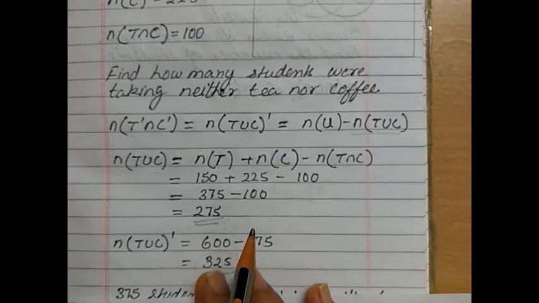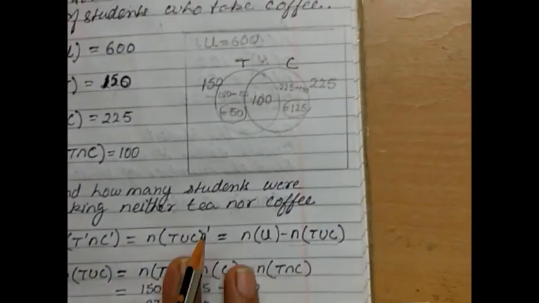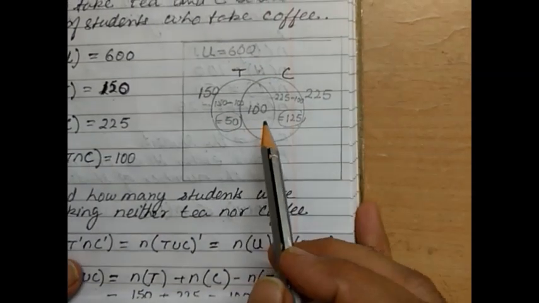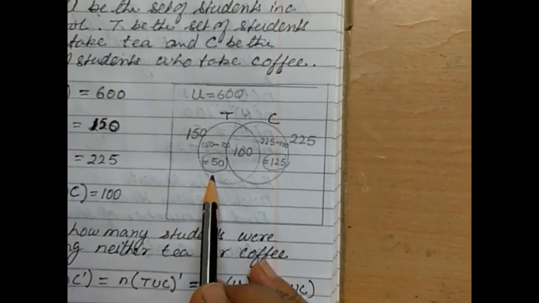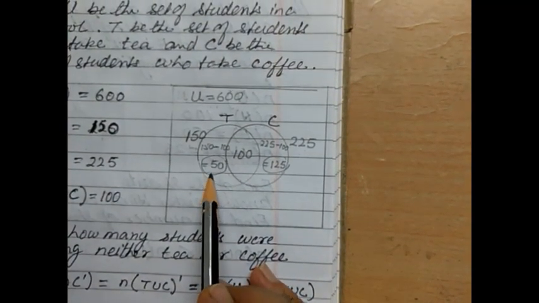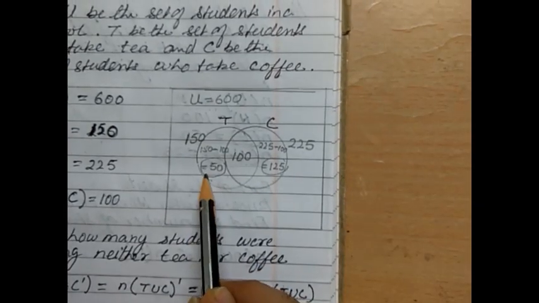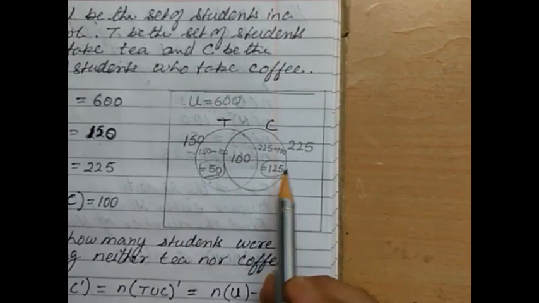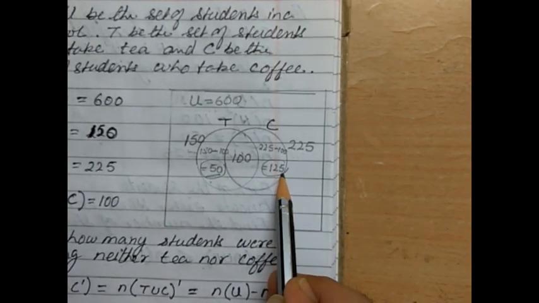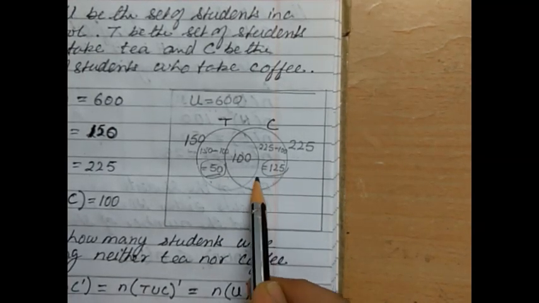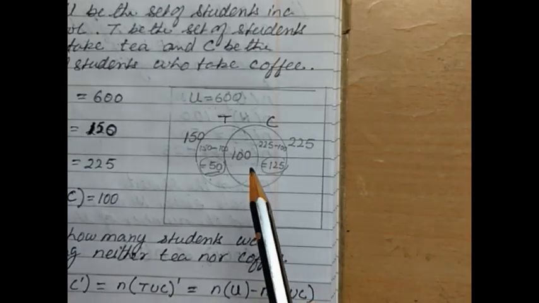I hope this is clear, and with the help of the diagram we can also find the number of students who like only tea. If only tea, then this 50 will be there. If it is asked only coffee, then it will be 125. I hope this is clear. Okay, and the next question, what does it say?